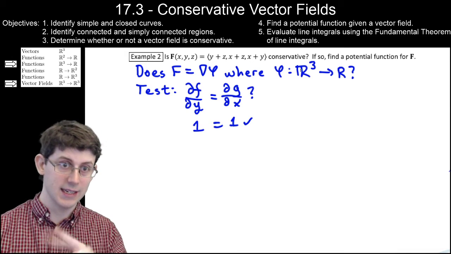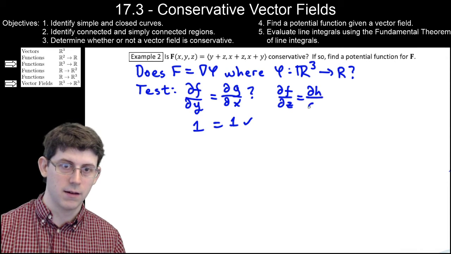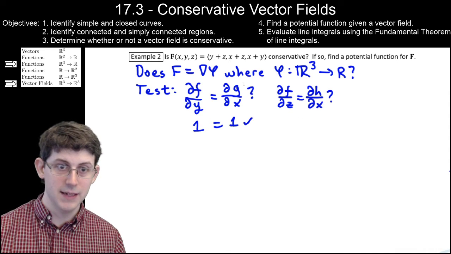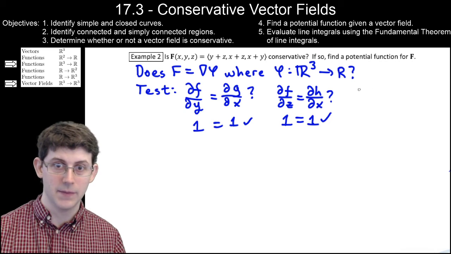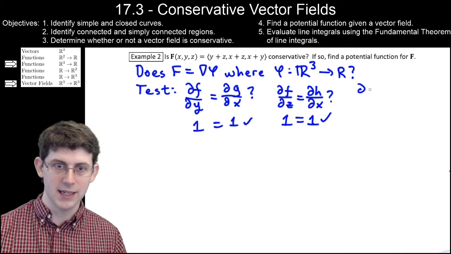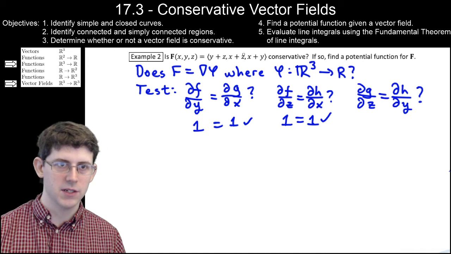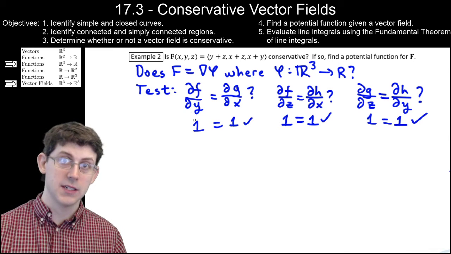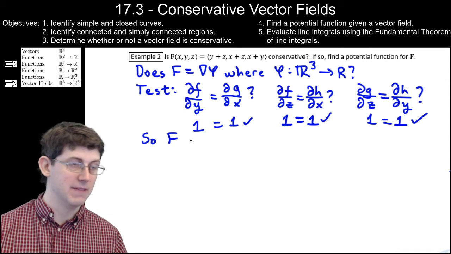Then you can do xz and zx. Well, partial f partial z is 1. Partial h partial x is also 1, so these match. And then finally, we can do y and z. So we'll do yz and zy. Partial g partial z is, they're all 1. All 3 of these matched, so that means that our function phi exists. My vector field is conservative.